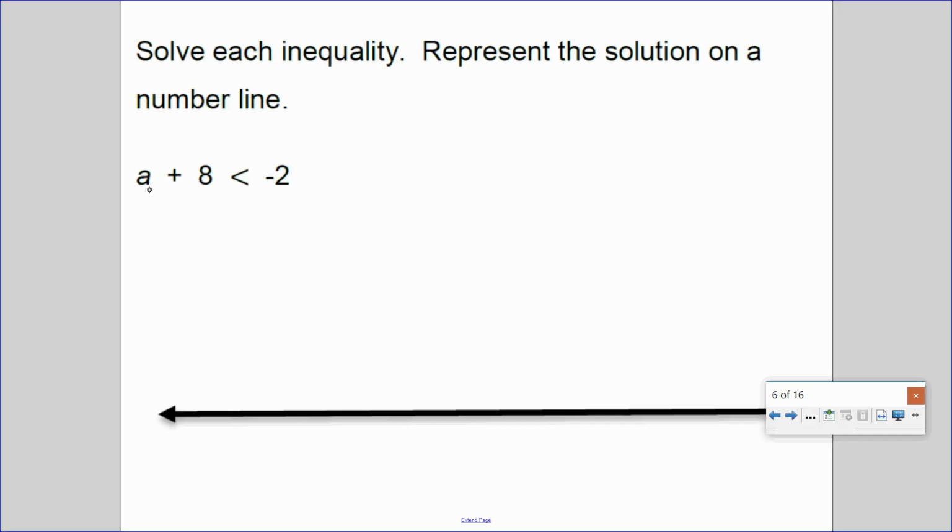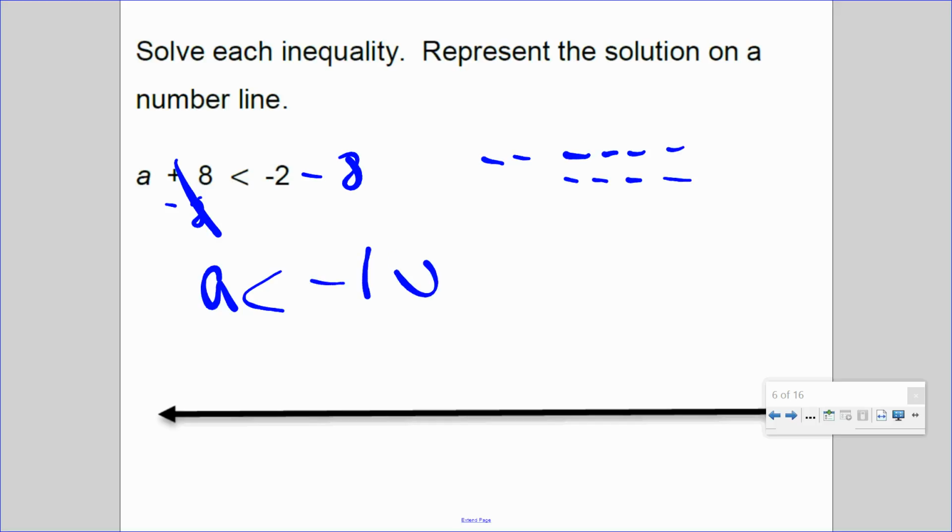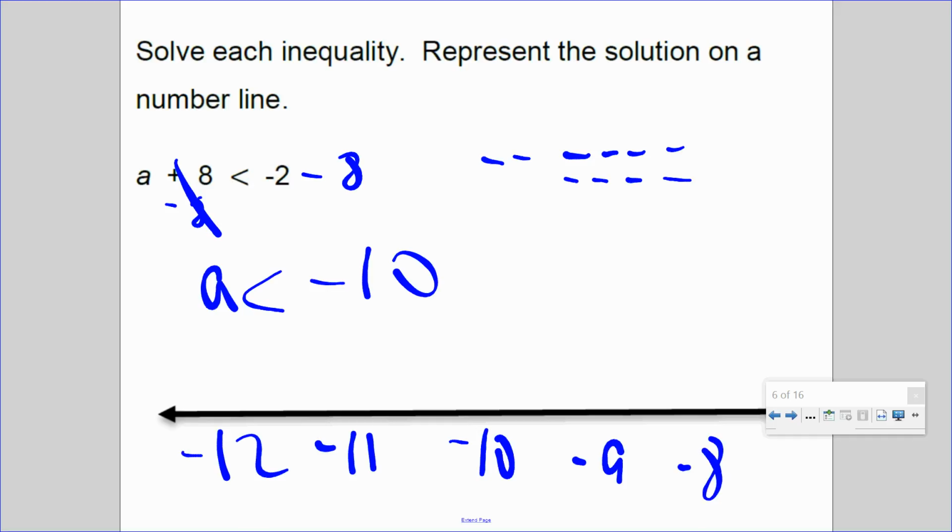So I need to isolate A. The inverse of plus 8 is minus 8. Minus 8 does cancel. So negative 2 minus 8 is like saying negative 8. That's like negative 10. So here's negative 10, negative 9, negative 8, negative 11, negative 12. This is a negative number line. A has to be less than negative 10.